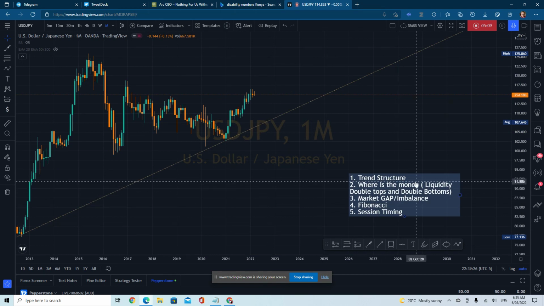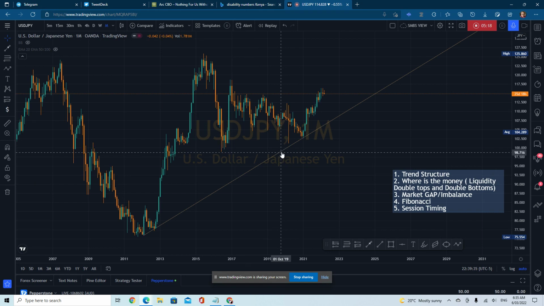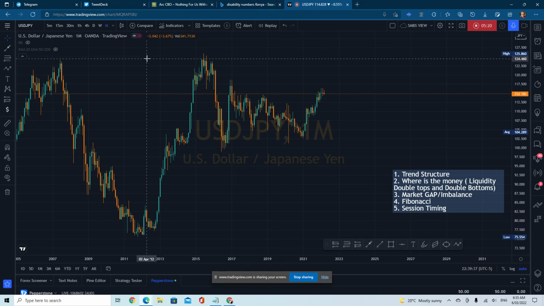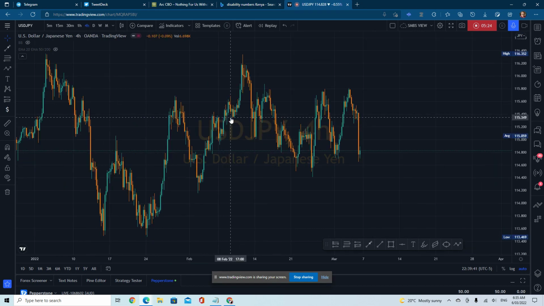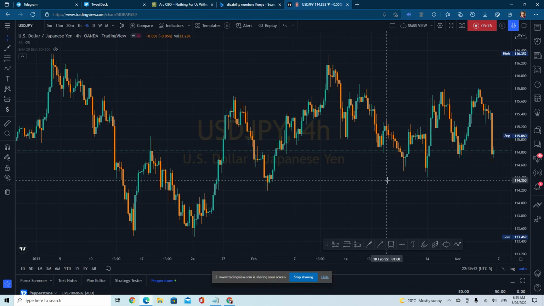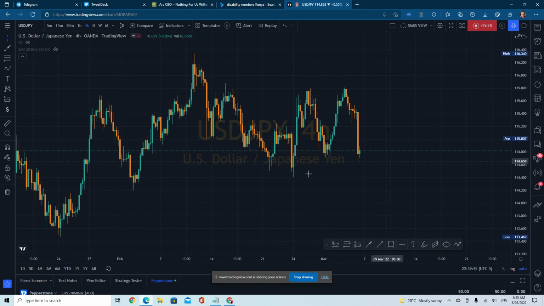Then the second thing that we're going to look at is where is the money. And when you're looking at where is the money, there are two things we consider. We look at where are the double tops and the double bottoms. So if I was looking at this market, for example, let me drop down to a 4 hour time frame. If I was looking at this market in a 4 hour time frame, I'll try to look at where is the money at.